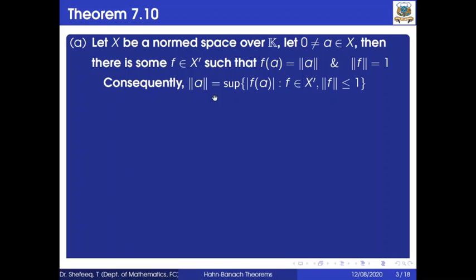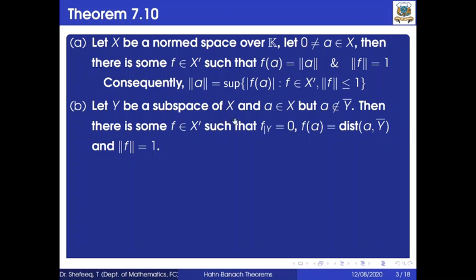Consequently, ||a|| equals the supremum of the set of all |f(a)| such that f belongs to X' and ||f|| ≤ 1. Now next, part B. Let Y be a subspace of X and a belongs to X but a does not belong to the closure of Y. Then there is some f belongs to X' such that the restriction of f to Y equals 0, f(a) equals the distance of a from the closure of Y, and ||f|| = 1.